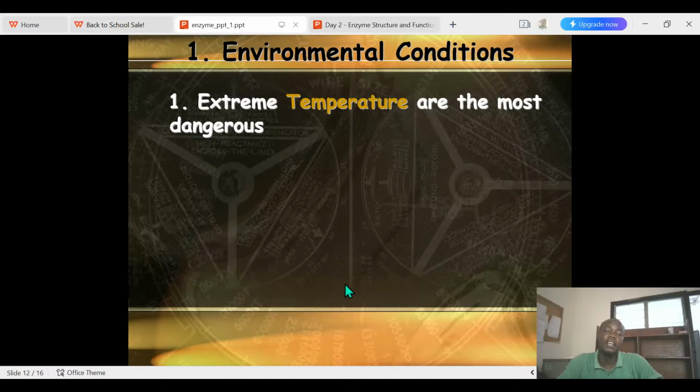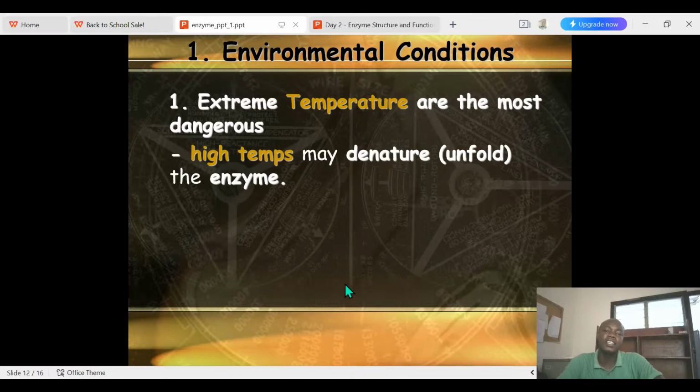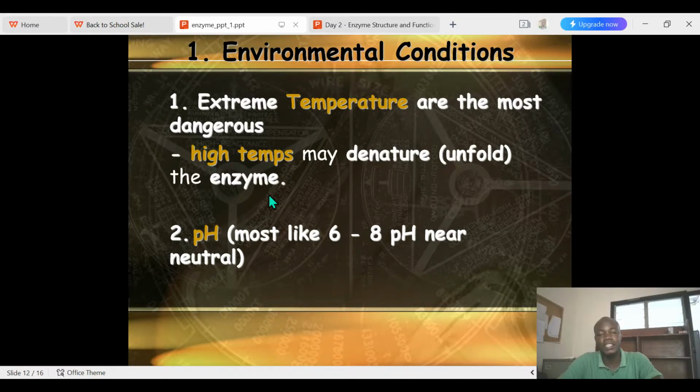I hope it's clear. So the next thing is that high temperature may denature, that is, it will unfold the enzymes. The next thing is pH. Most enzymes work best at a pH of 6 to 8, that is, near neutral. So you should understand that.